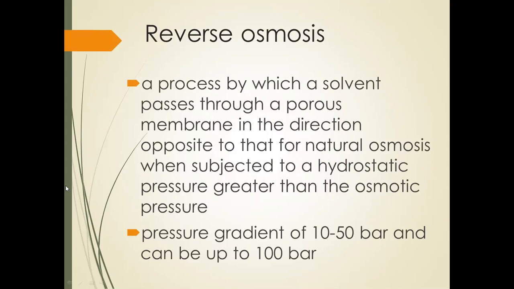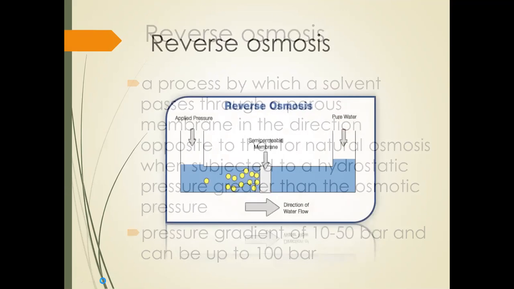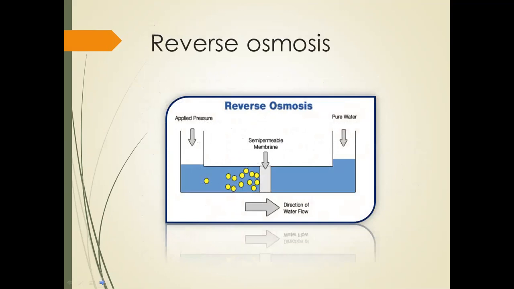So the pressure gradient needed here would be from 10 to 50 bars and can even be up to 100 bars. So take note of the term reverse osmosis: the expected direction is opposite to that of the natural osmotic direction. Now, to illustrate, in order to equalize the concentration of these two sides with the membrane in between, if this side is concentrated and this is less concentrated, the direction of flow would have been to the left. But in the case of reverse osmosis, due to the applied pressure, the direction is to the right.